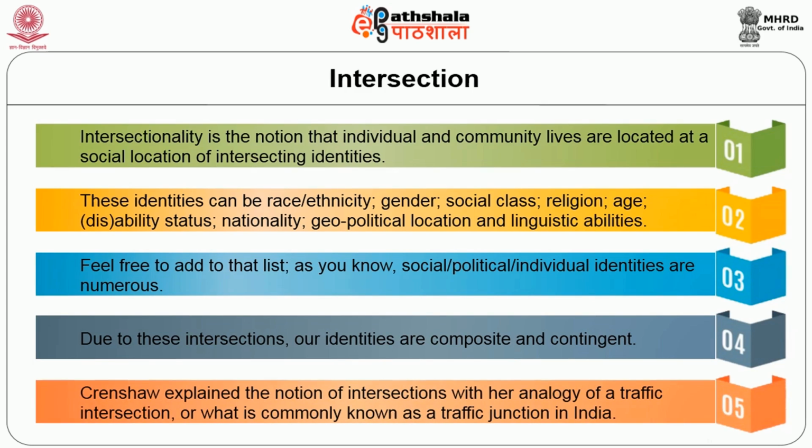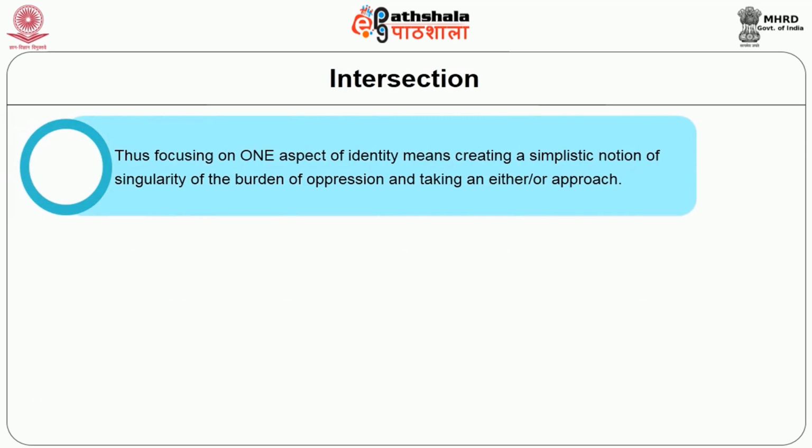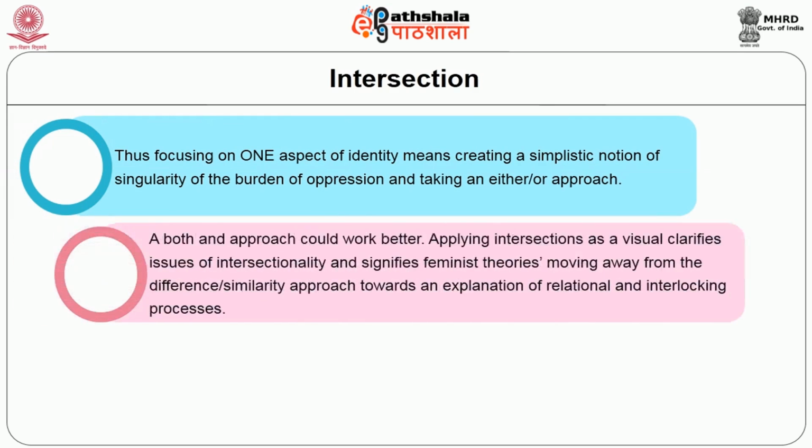Crenshaw explained the notion of intersections with an analogy of a traffic intersection, or what is commonly known as a traffic junction in India. Thus, focusing on one aspect of identity means creating a simplistic notion of singularity of the burden of oppression and taking an either-or approach. A both approach could work better.